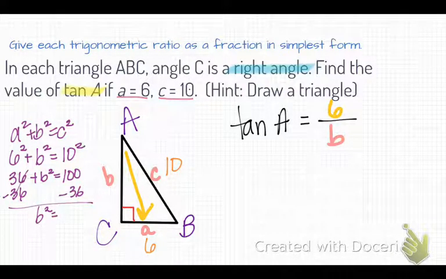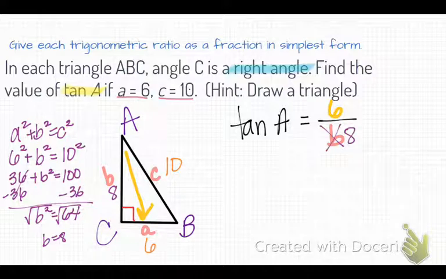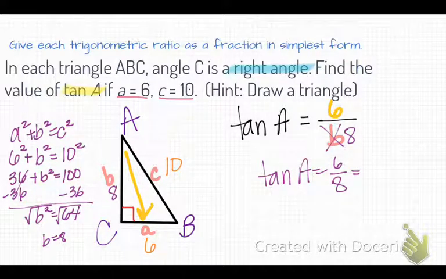What's 100 minus 36? 64. So then what does B equal? Good. B equals 8 then. So let's plug that in over here. So that means tangent A equals 6 over 8. And if I simplify that, what do I get? 3 over 4. Is that okay?